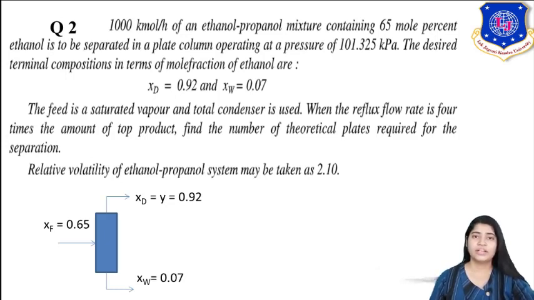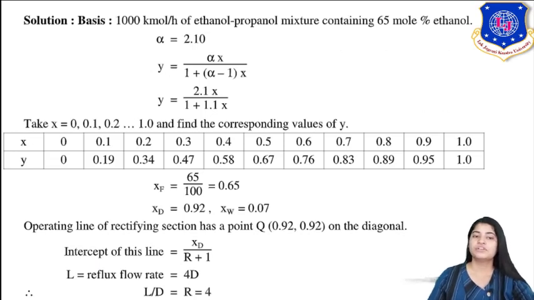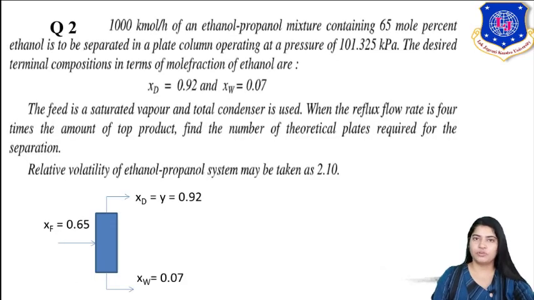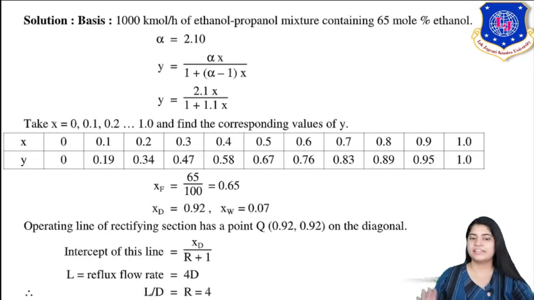So what are the important data here? Your feed is saturated vapor. Then the reflux flow rate is given. Your reflux flow means the liquid which is sent back to the column, and it is given as 4 times the amount of top product, meaning distillate. And relative volatility is given as 2.1. So let's proceed. We are taking the basis as 1000 kilomole per hour. Here it is given that 1000 kilomole per hour is your feed, and XF is given.